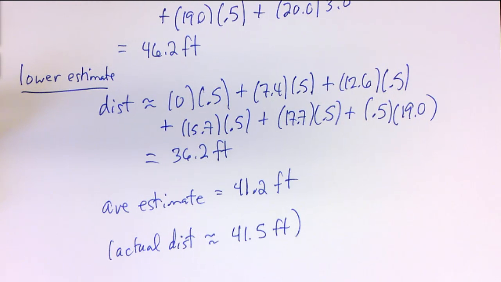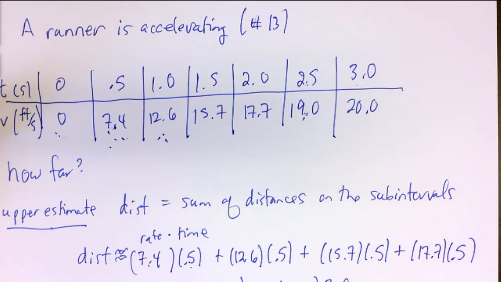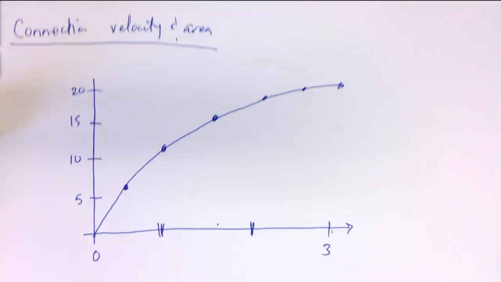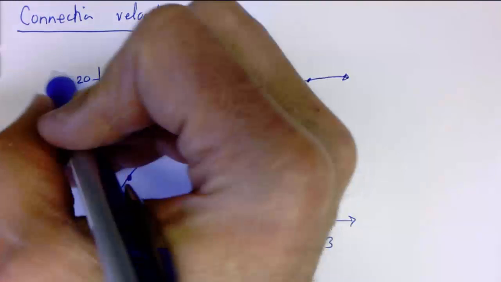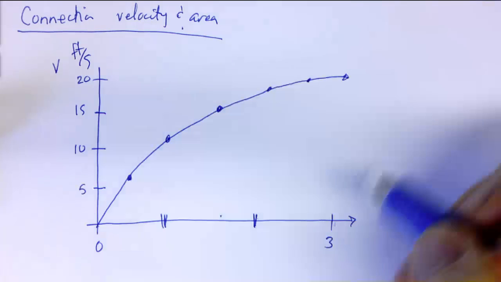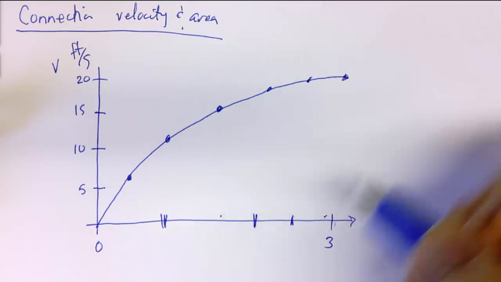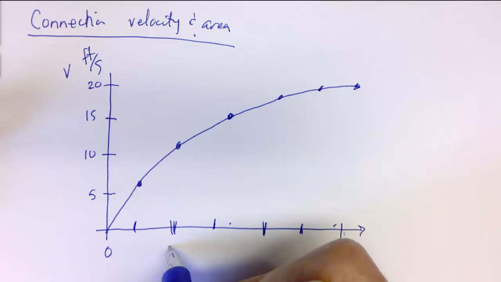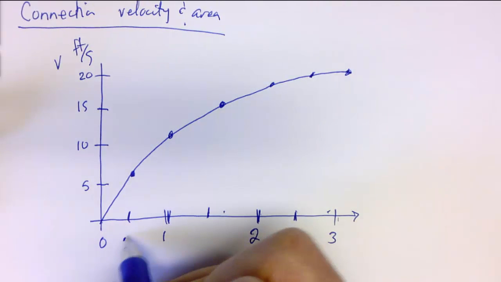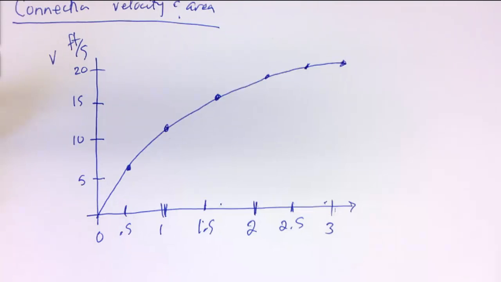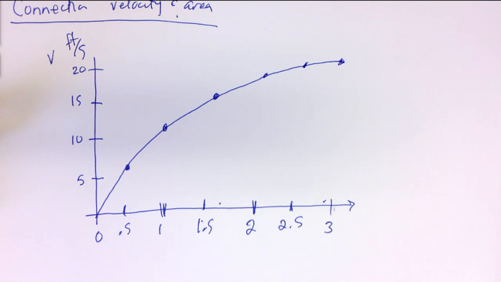How is the velocity problem that we just looked at here related to the area problem that we were doing before? Well, what's the connection? So here I've drawn a graph of this velocity. Here's the velocity in feet per second. Remember, at 3 seconds she was going about 20 feet per second. At 2.5 seconds about 19, and so on. There are some small problems with scale in this graph, but we'll get over it.